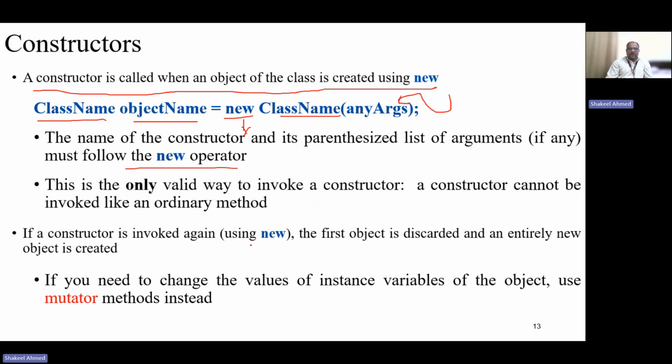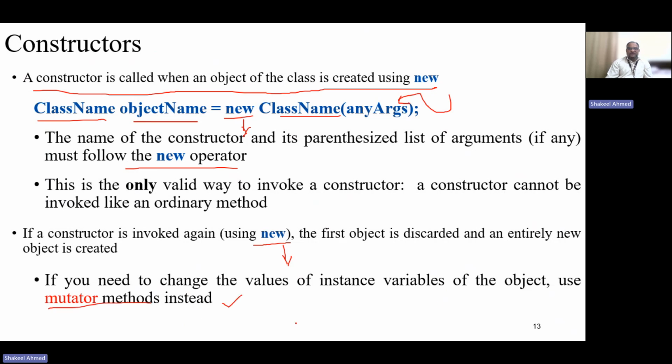If a constructor is invoked again using new, the first object is discarded and an entirely new object is created. So whenever you call based on different objects, you will be using a reference with new, and the previous values will be discarded, and you have an entirely new object created. If you need to change the values of instance variables of the objects, use the mutator methods instead.